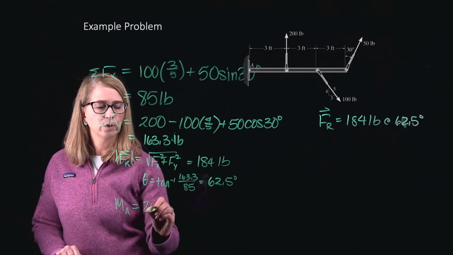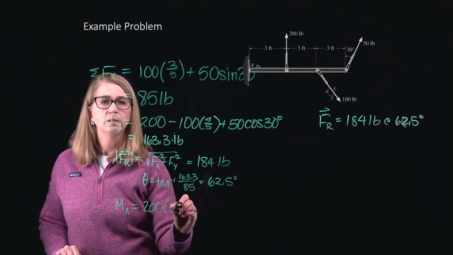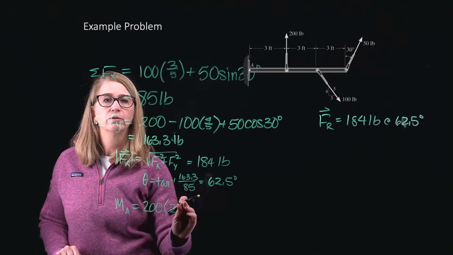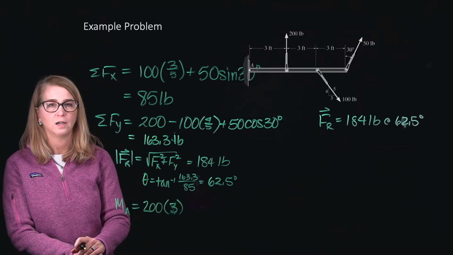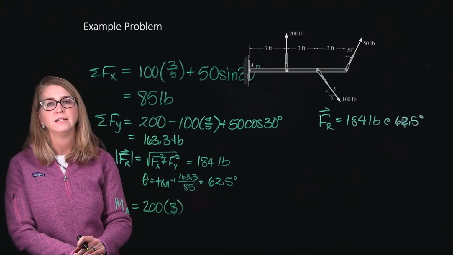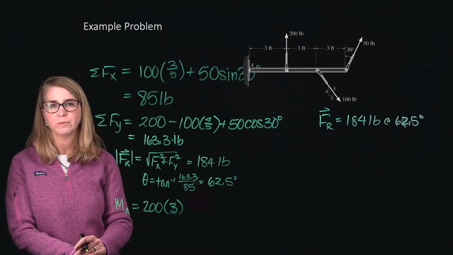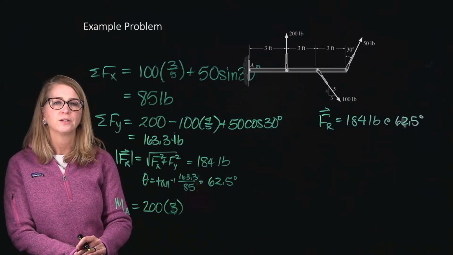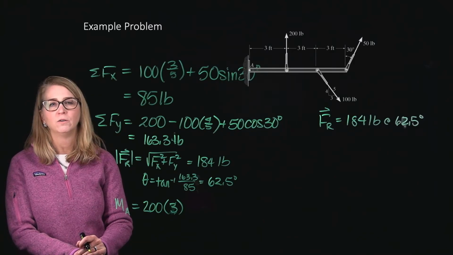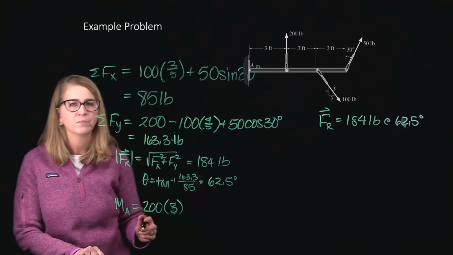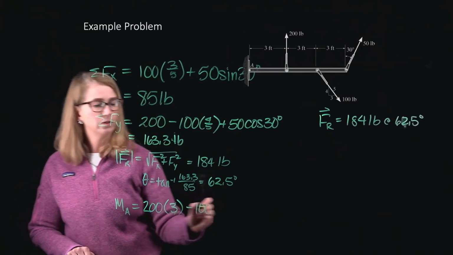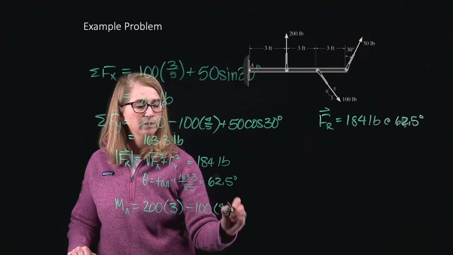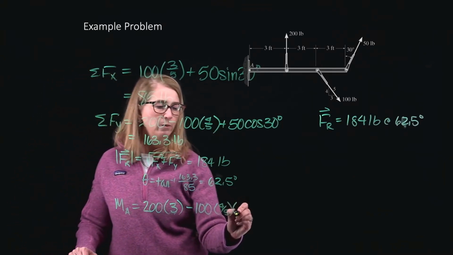The 200-pound force is 3 feet away from point A, and it's going to produce a counterclockwise rotation, so I'm making that positive. Next, I get to the 100-pound force. Only the y component is going to produce a moment about point A, only the piece that points down, and that's going to cause a clockwise rotation, so that's going to be minus 100, and the y component is going to be given by 4/5 of that, and it actually is 6 feet away.